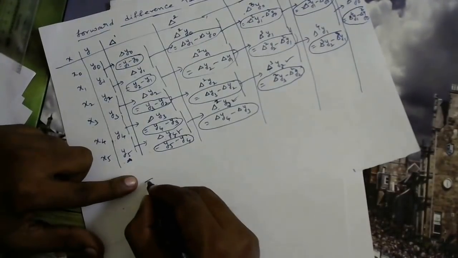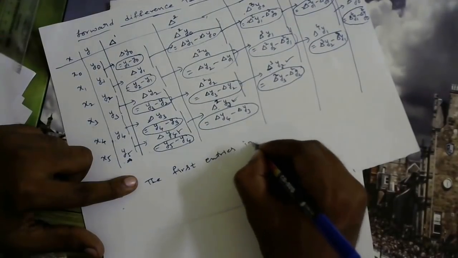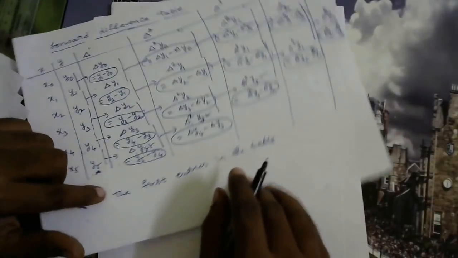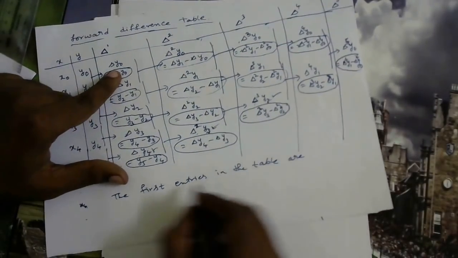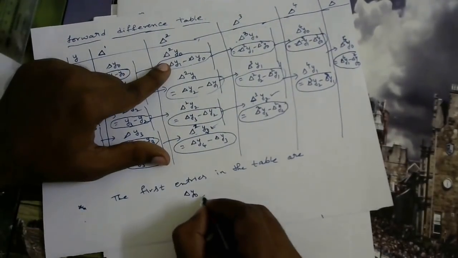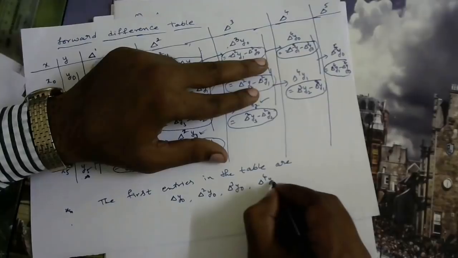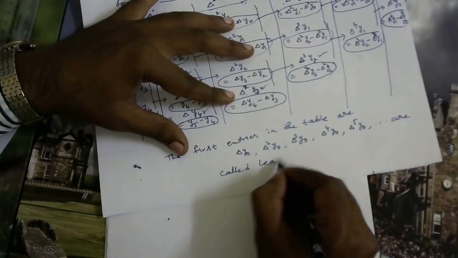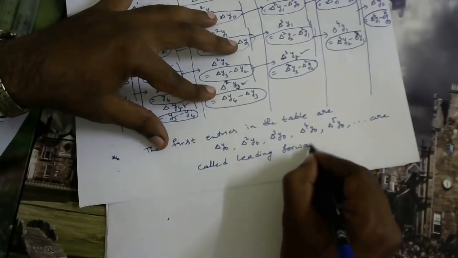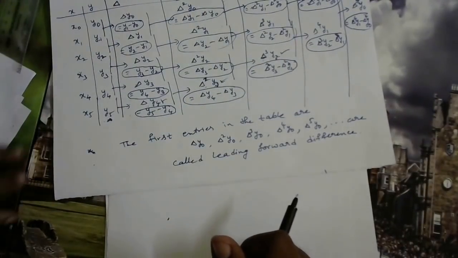Now the first entries in the table, delta y0, delta square y0, delta cube y0, delta to the power of 4 y0, delta to the power of 5 y0, and so on, are called leading forward differences.